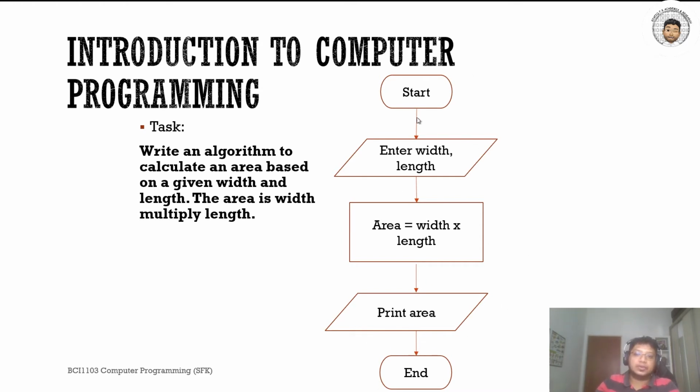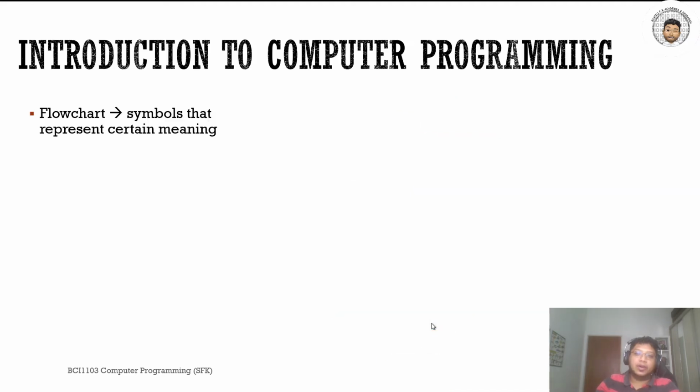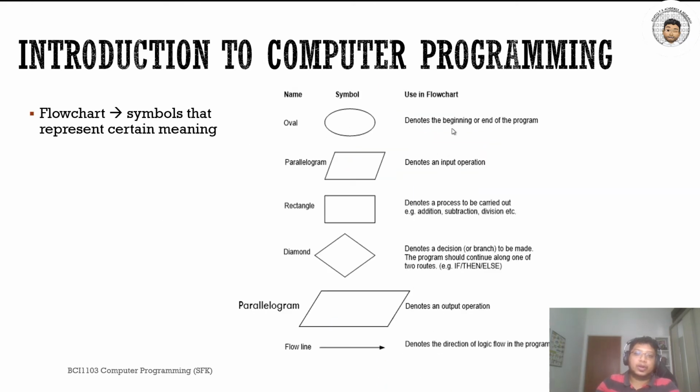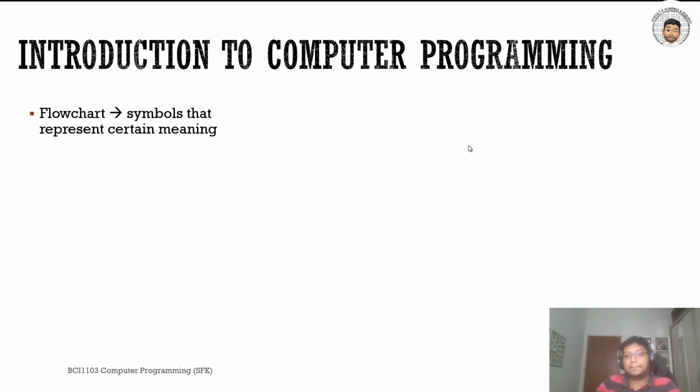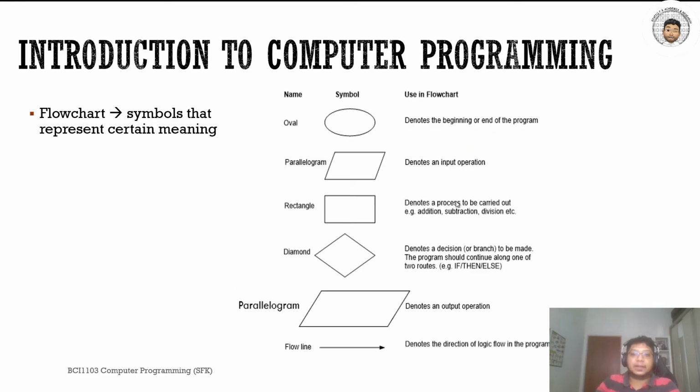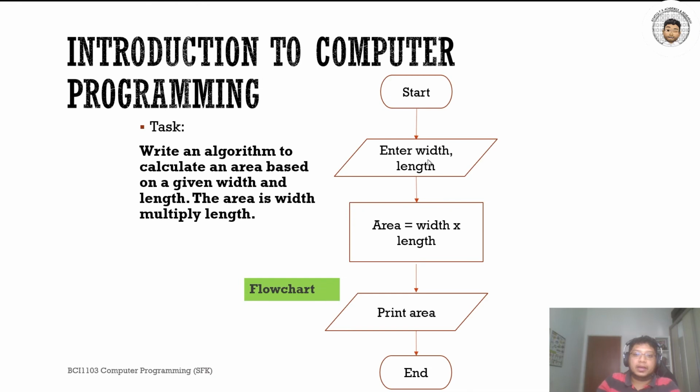Any flowchart that you do must start and end with an oval. Flowchart is a symbol. The oval must be used for start and end, and in the middle you have the parallelogram, maybe for input operation like this one. Enter width and length is part of an input operation, so the shape is a parallelogram. Then you have the rectangle, which represents a process that needs to be done to the variables. For example, at the top here you have width times length. So this counts as a process.